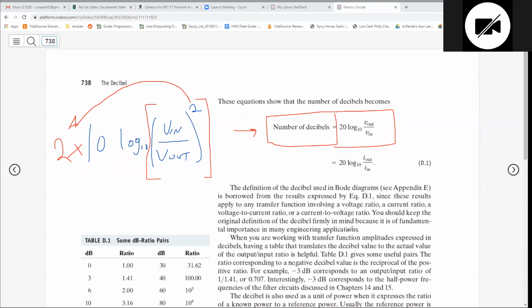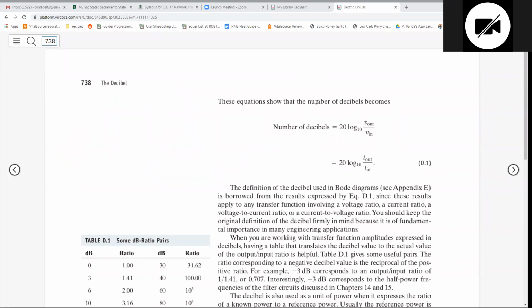For the most part, electrical engineers use 20 log 10 for circuit analysis, almost exclusively. So if you're talking about voltages, V out or V in, you should expect the dB scale to be 20 log 10, not 10 log 10. But if you are calculating power directly, it should be 10 log. So at the end of the day, this 20 log 10 is very important.